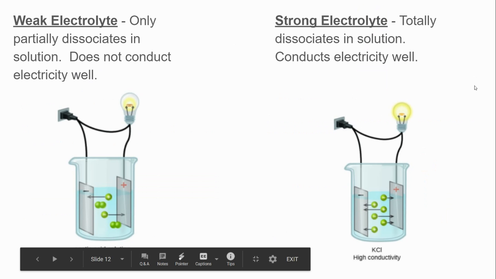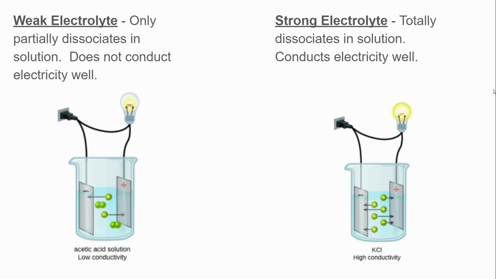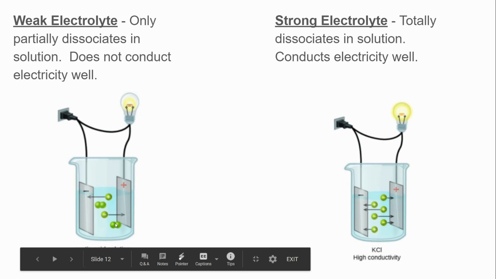There are also two types of electrolytes. There are weak electrolytes. Weak electrolytes only partially dissociate, or break apart. So if you have something that goes in water and it's a weak electrolyte, some of the particles will break apart into positive and negative ions, others will not. The strength of the ionic bonds is similar to the attractive forces between the water and the ions.